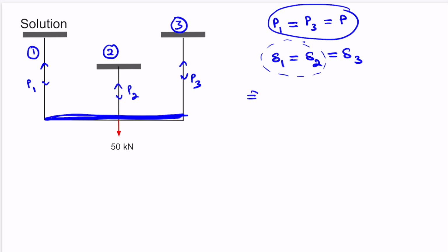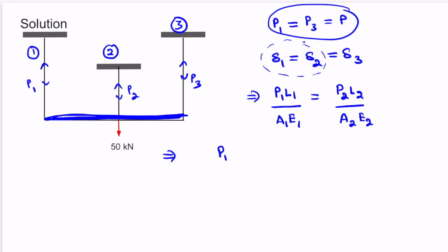Delta 1 here is P1 L1 divided by A1 E1. Similarly, delta 2 will be P2 times length of rod 2 divided by A2 E2. Here P1 we do not know right now. L1, length of rod 1, is 2L. Area of rod 1 is 2A and E1, let's say it is E. For rod 2, the length is L divided by area of rod 2, which is 3A, and it's E.